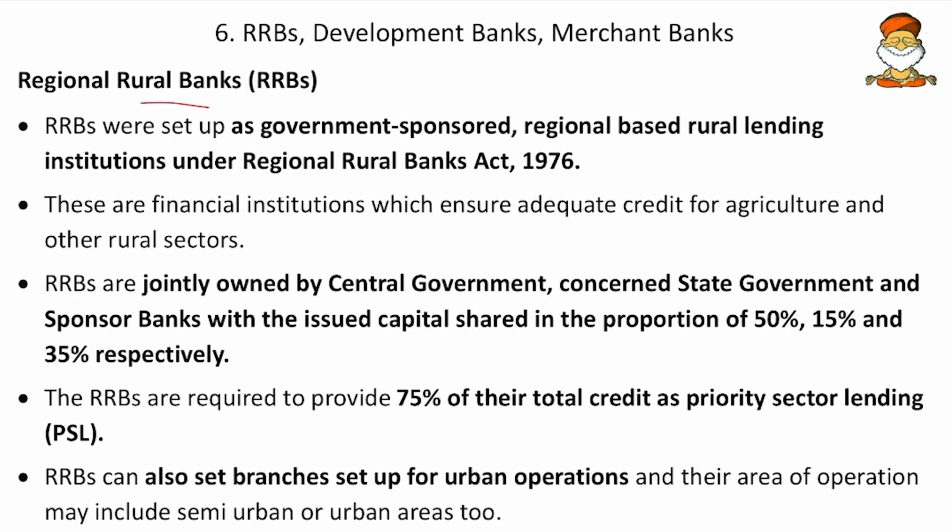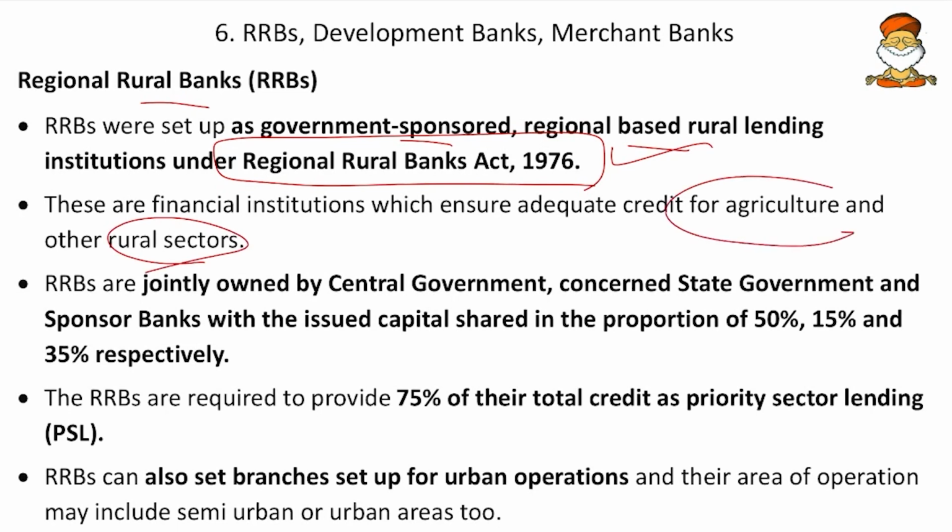Here the RRBs, regional rural banks. They were set up as government-sponsored regional-based rural lending institutions under the Regional Rural Banks Act 1976. So they are statutory ones, and they are financial institutions which ensure adequate credit for agriculture and other rural sectors. So not only for agriculture, even others. Then RRBs are jointly owned by the central government, state government and the sponsor banks with the issued capital share of 50, 15 and 35 respectively.